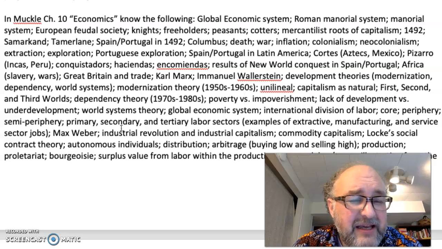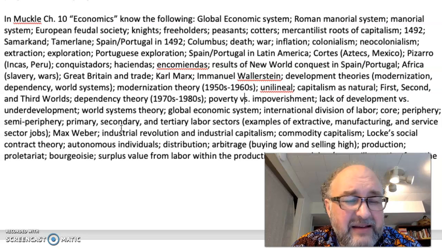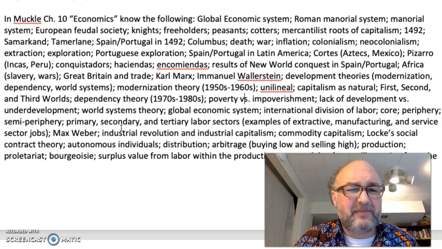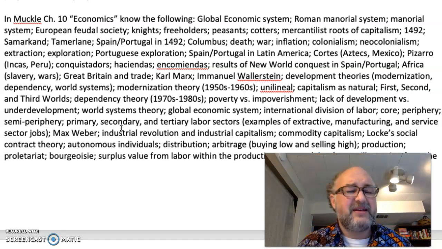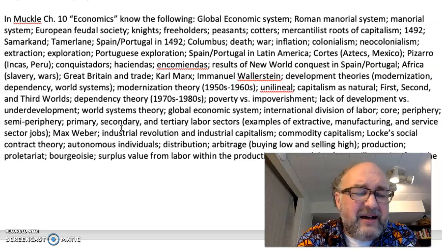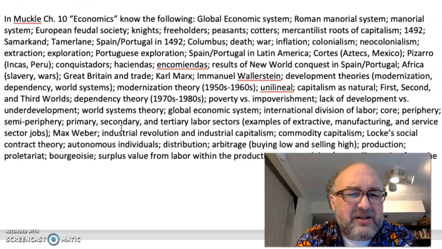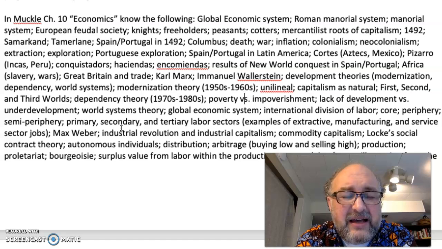Africa was slavery and wars and massive depopulation. Great Britain and trade. This is where the trading system begins in the 1600s with the Dutch and then British dominance. Karl Marx is coming up with a lot of these ideas of a materialist approach. Immanuel Wallerstein is the sociologist who comes up with world systems theory.